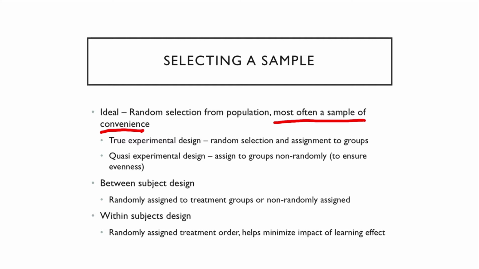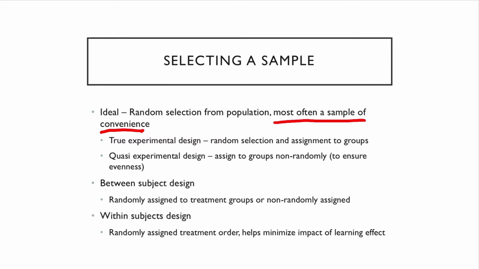But again, often there's a sample of convenience that's going to be utilized, and that does bring some limitations to the study because it's not truly random selection from the entire population. A true experimental design uses completely random selection and random assignment to treatment groups. A quasi-experimental design, you'll see that term thrown in very frequently, means that they're assigned to groups non-randomly to ensure evenness. And quasi-experimental means that it's not truly a random set from the population. It may be a sample of convenience.